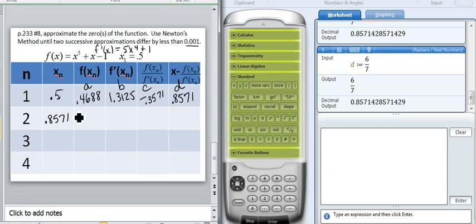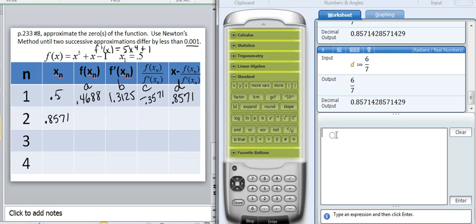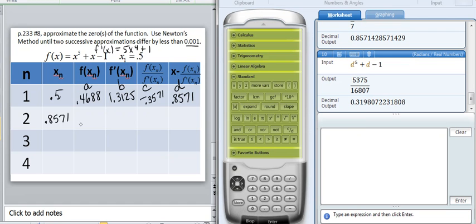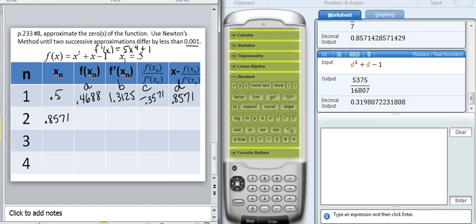So I'm going to plug this back in for my function value. Remember it's D. So I'm going to say it's D to the fifth power plus D minus 1. That gives me the decimal 0.3198, and I will store that as E.